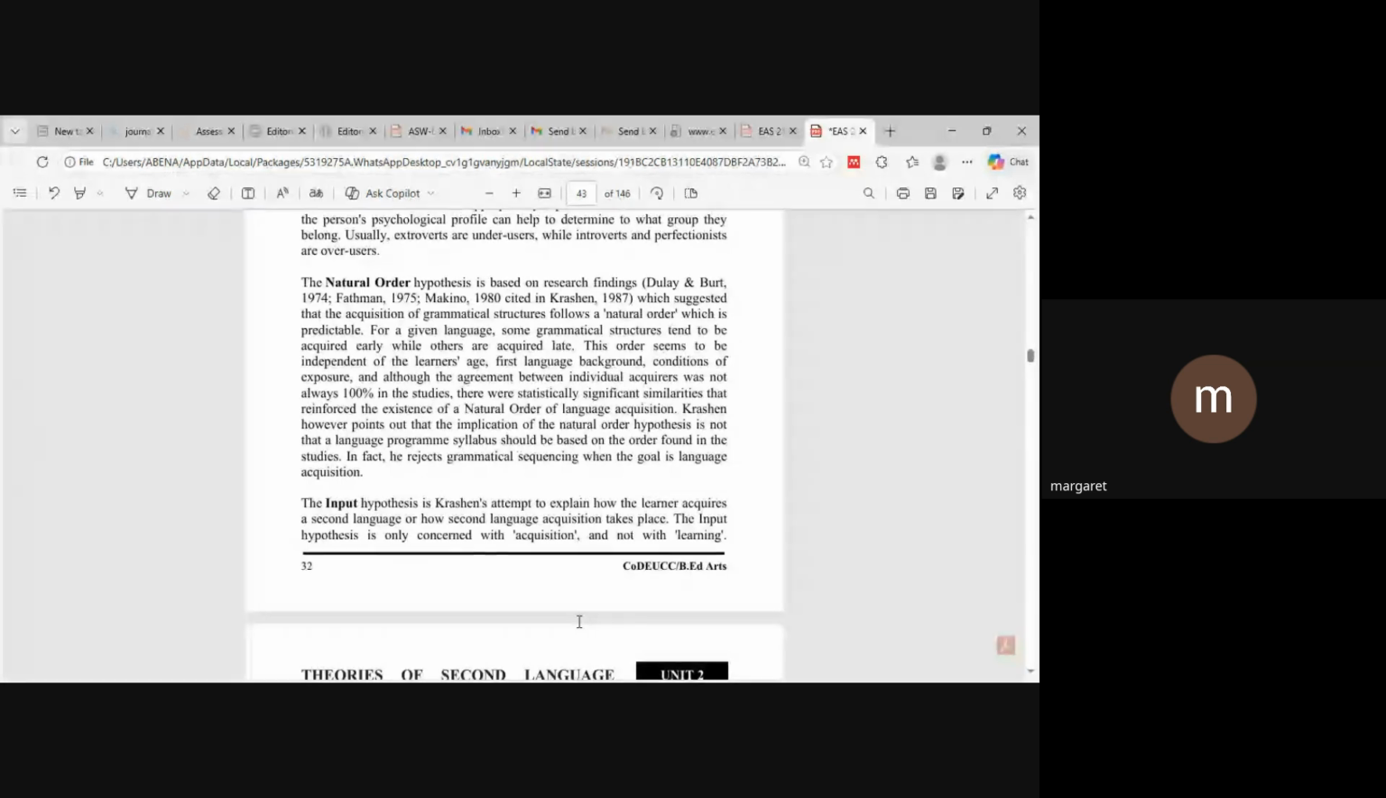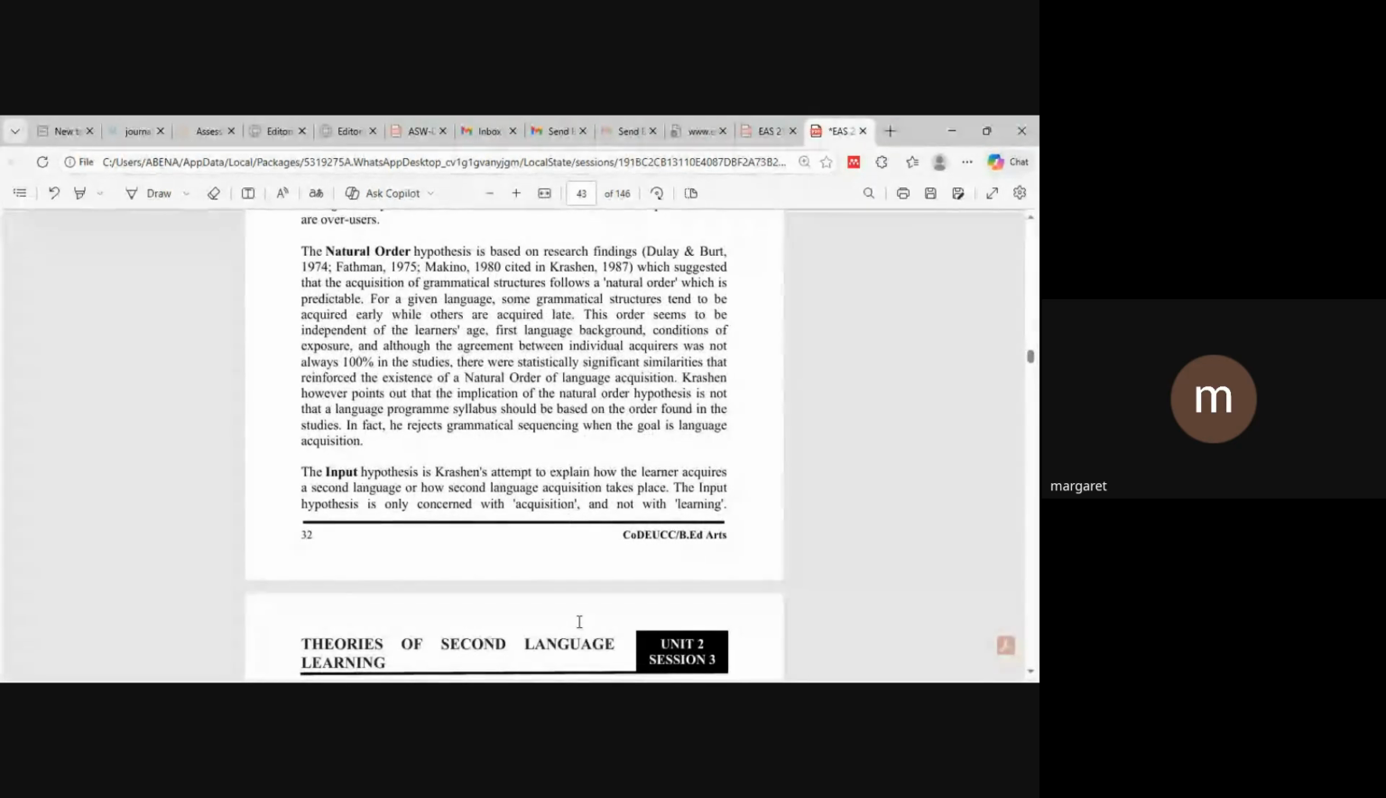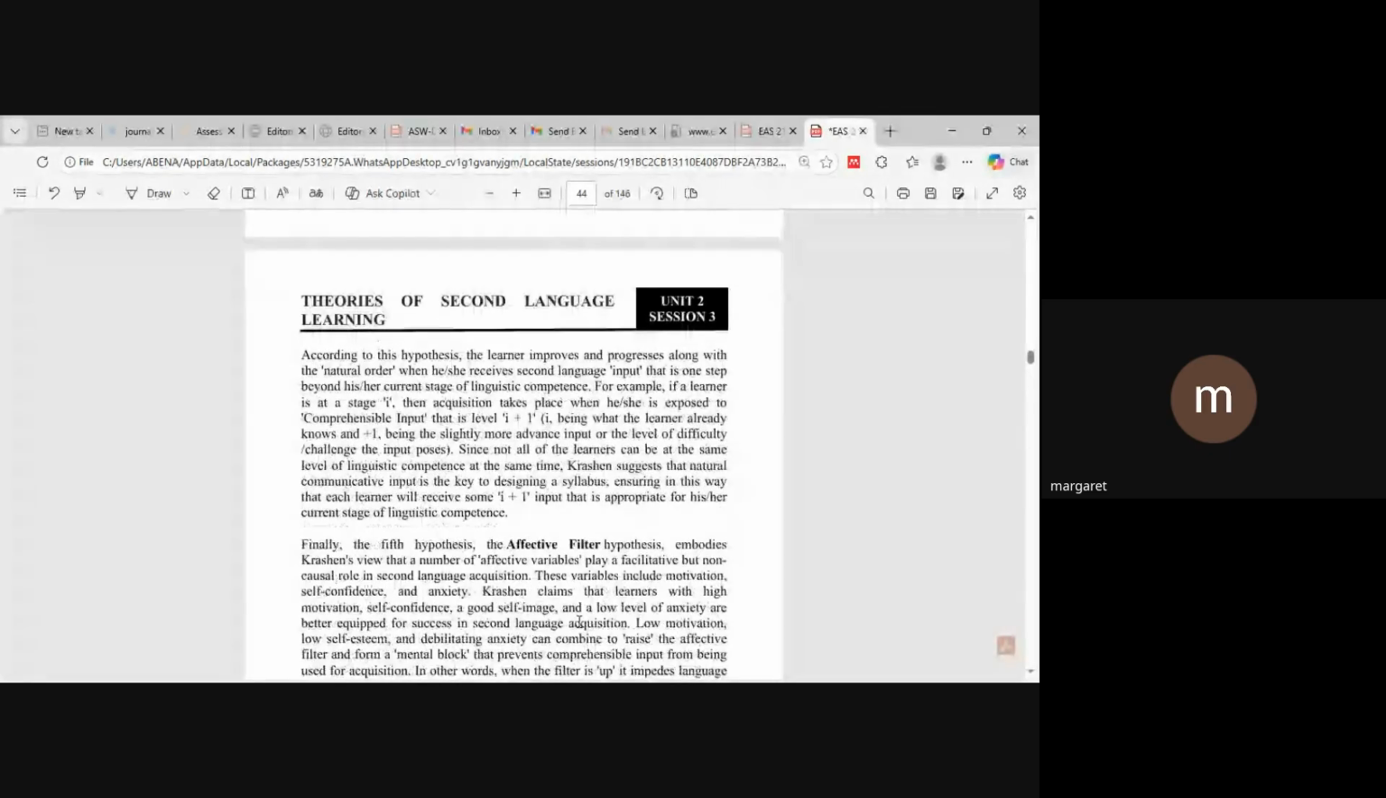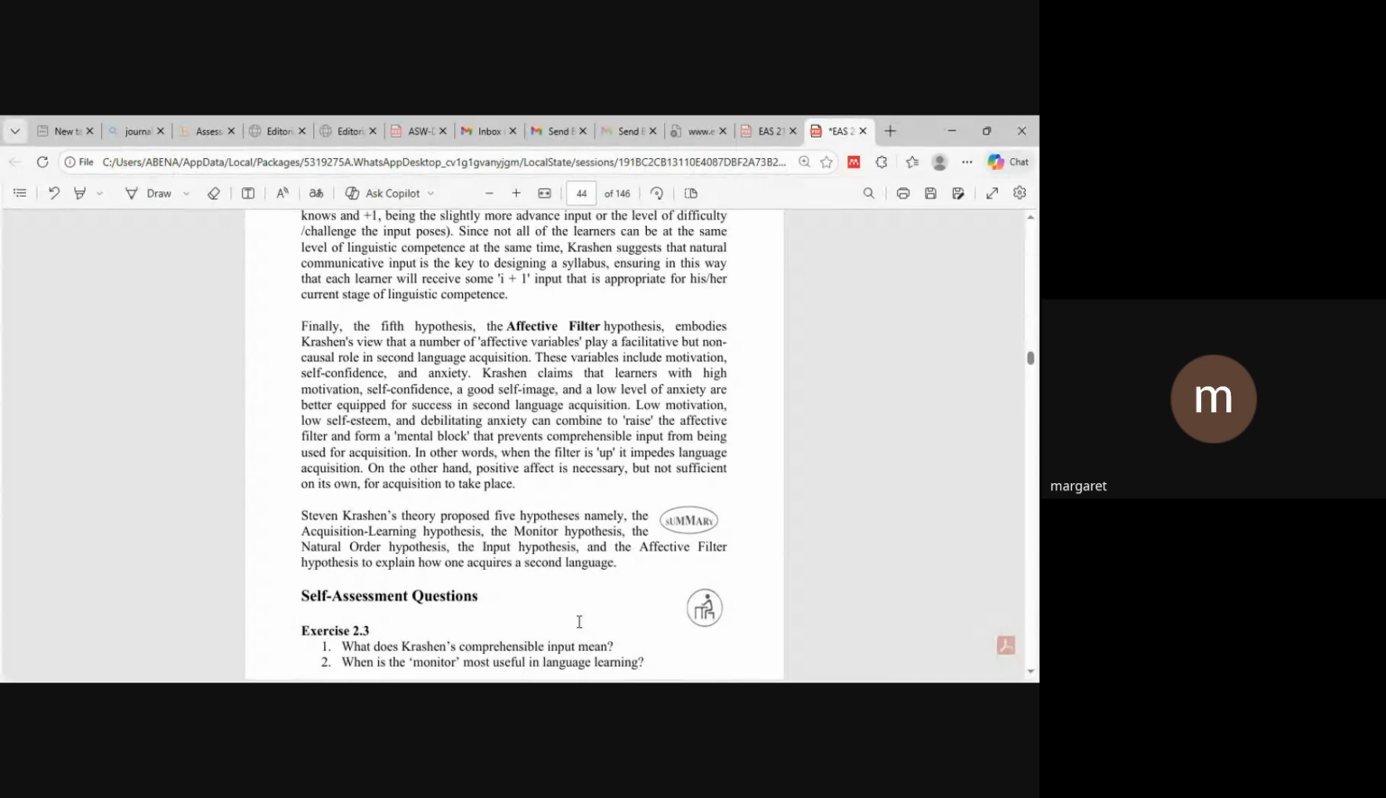And then with this one, they are striking a relationship between the natural order and the input hypothesis. At any level in language learning, there is an input you have to give to the child. All right, so when they get to primary school, you add up to what they have learned before primary school. So that is the relationship between the natural order and the input hypothesis. And now we went to the affective filter hypothesis that states that there are some variables that can either enhance or impede language learning. That is what we call the affective filter.